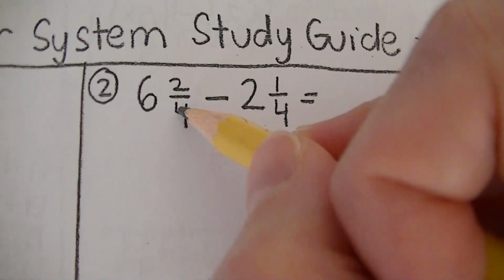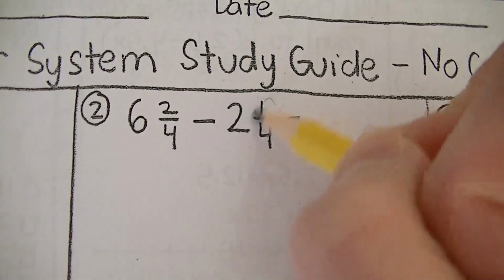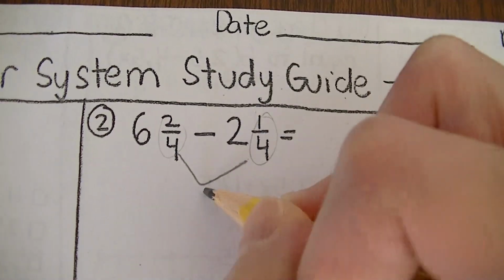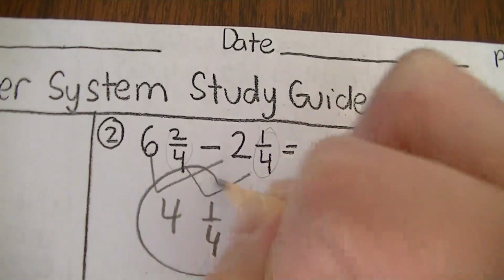So right here, 6 2/4 minus 2 1/4. Again, there's common denominators right there, so 2/4 minus 1/4 is 1/4. 6 minus 2 is 4, so 4 1/4.